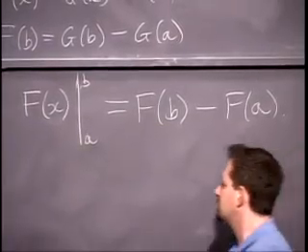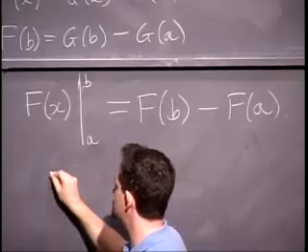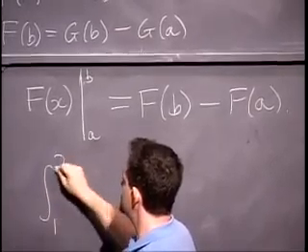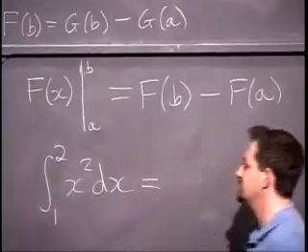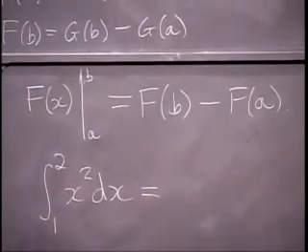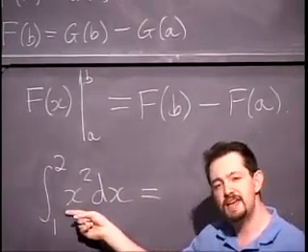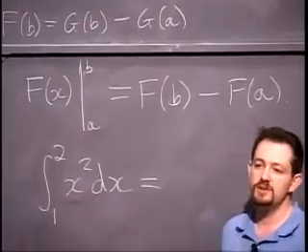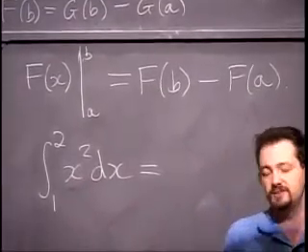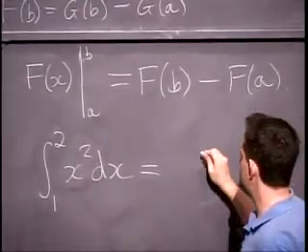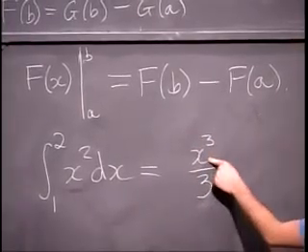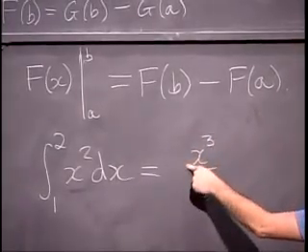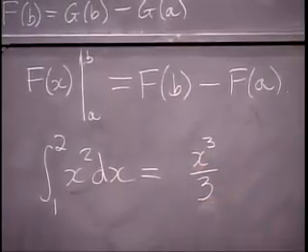And, I looked at this example last week. Let's just try it again. We're going to find the integral of x squared dx from 1 to 2, I'll just redo this. I need to find an antiderivative of x squared. What is a function whose derivative is x squared? Well, if you think about it, x cubed over 3 will do. Because when you differentiate this, you get 3x squared divided by 3, which is just x squared.